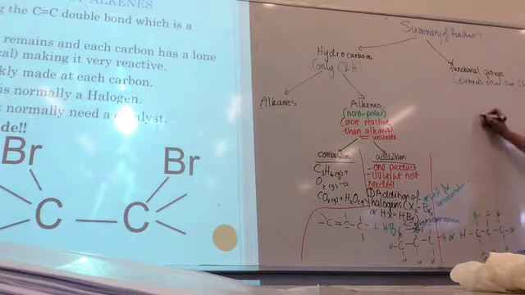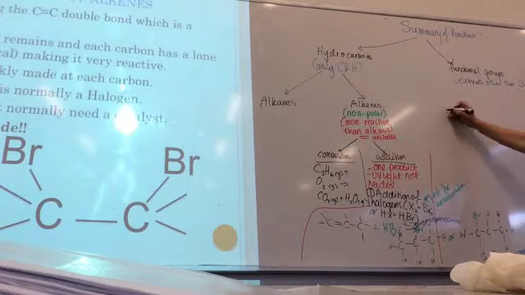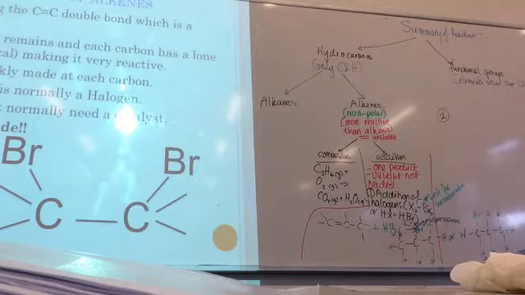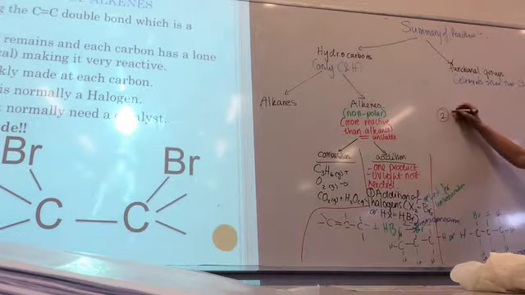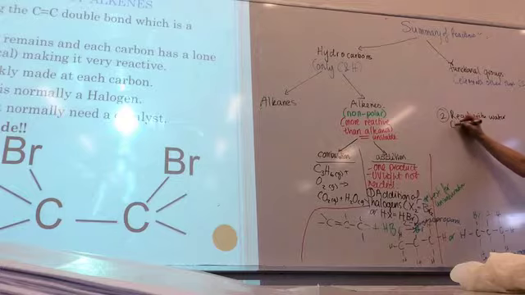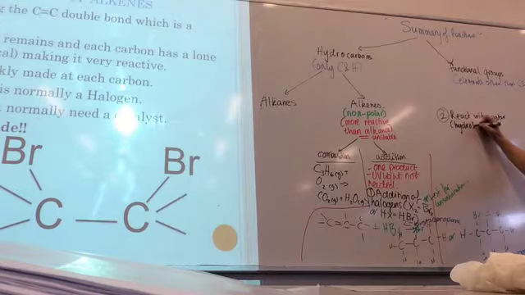Okay, second one. I'm going to be writing under here, guys, because I can't fit it all on the one thing. Okay, so second example, what else can we add? Can you guys remember any other things that we can add at the double bond? We can make an alcohol. We can react with water. It's called hydration.